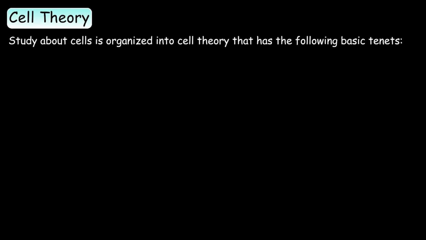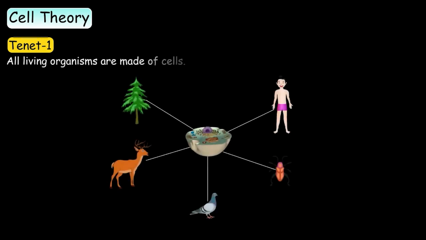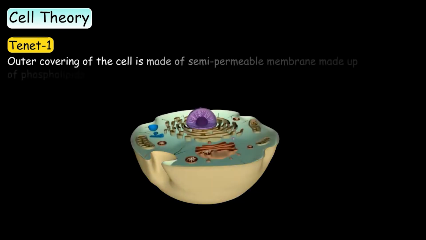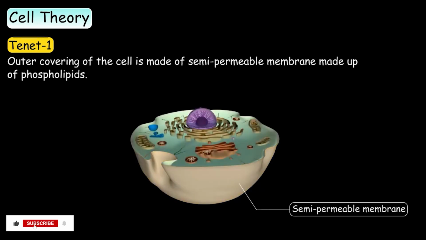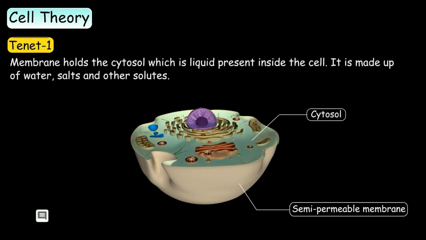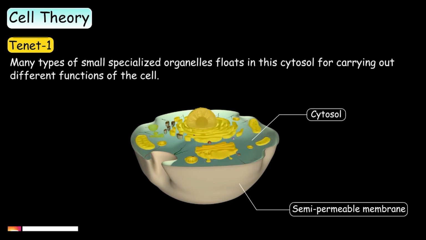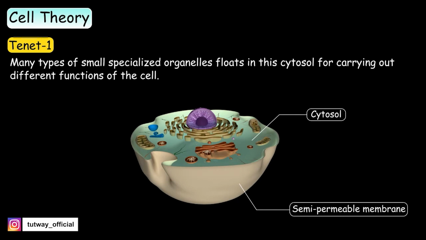The first tenet of the cell theory is all living organisms are made up of cells. The outer covering of cells is made up of a semi-permeable membrane, which is made up of phospholipids. This membrane holds the cytosol, which is a liquid present inside the cell. Cytosol is made up of water, salts, and other solutes. Many types of small specialized organelles may float in the cytosol that carry out different functions of the cell.